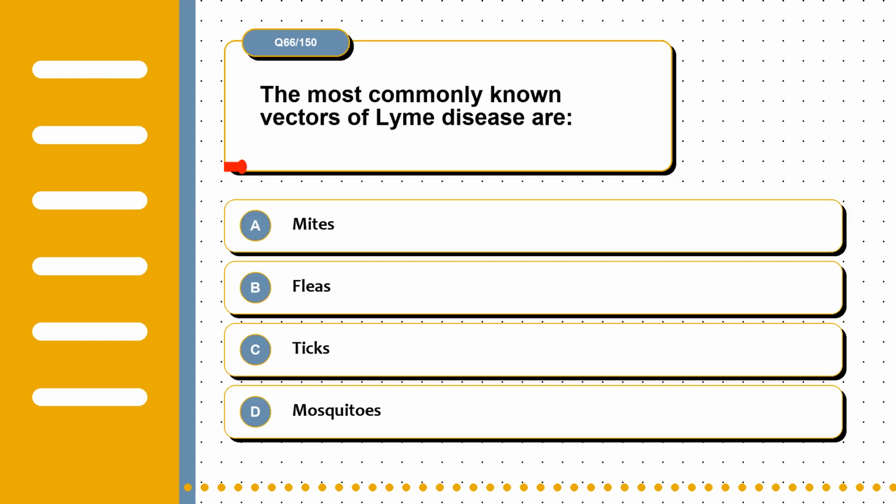Question 66. The most commonly known vectors of Lyme disease are. Here are the options. Option A, mites. Option B, fleas. Option C, ticks. Option D, mosquitoes.